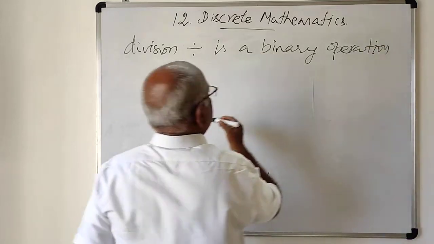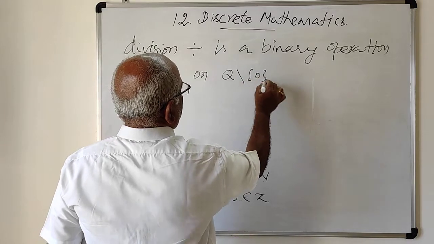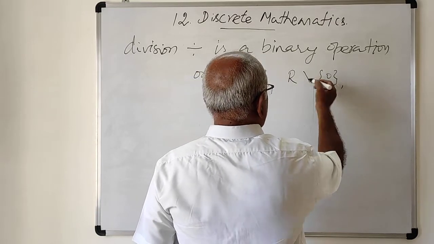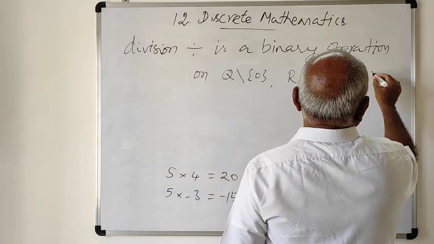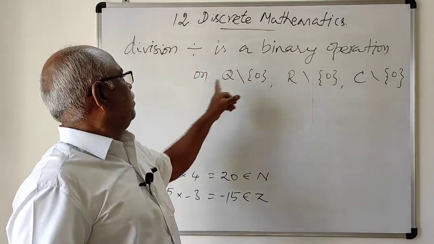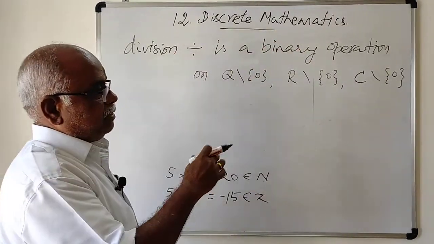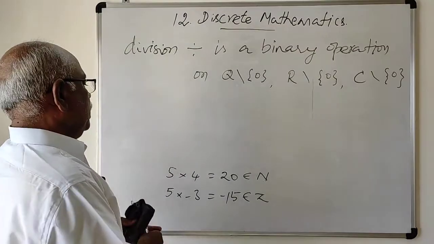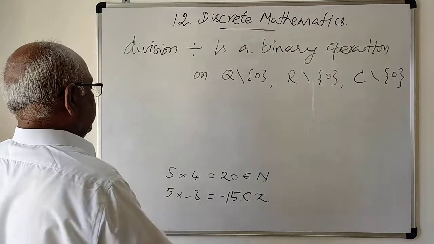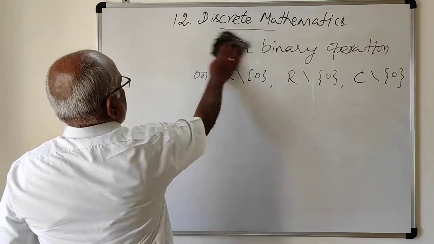Division is a binary operation on Q except 0, R except 0, and C except 0. And these are given as a tabular column in your book. You can refer to it. Whatever the binary operation on whichever sets, it is given in your textbook as a tabular column. You can verify it.